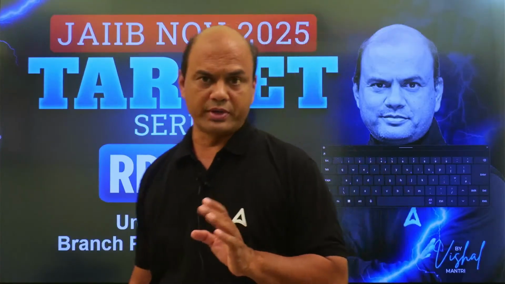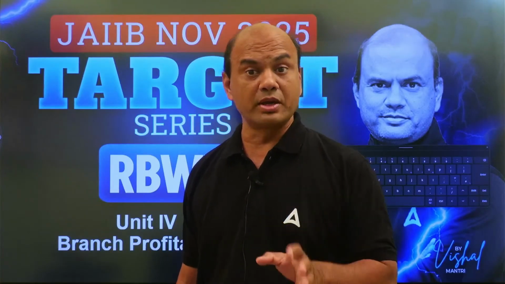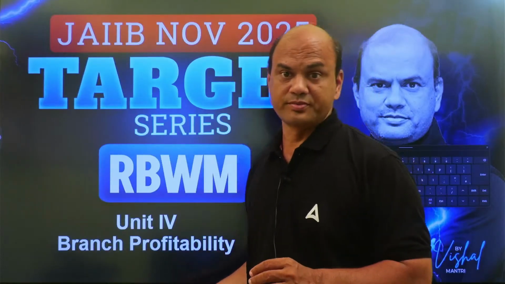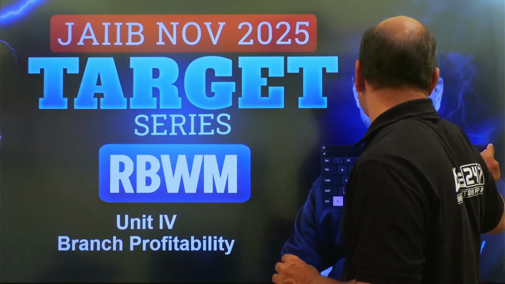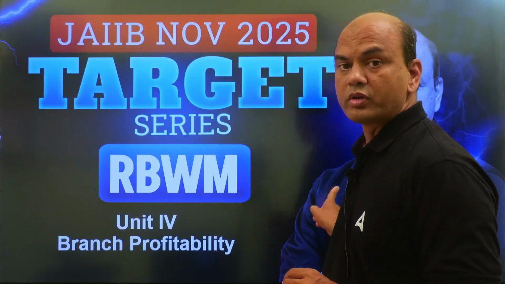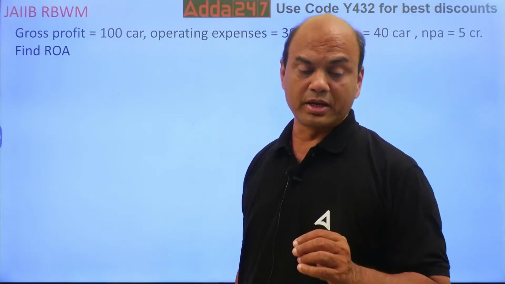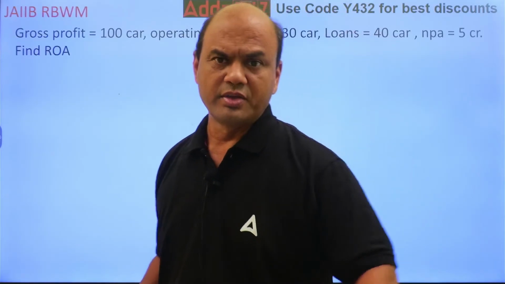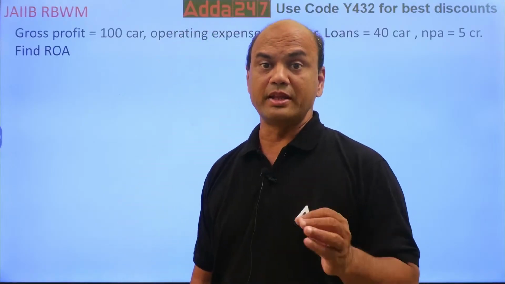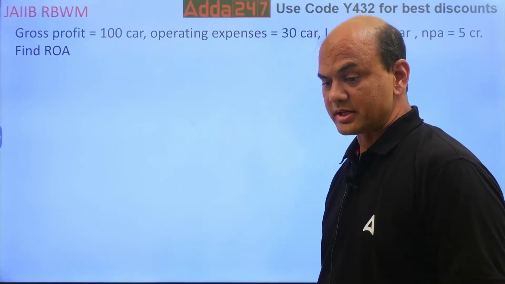Kindly note one important point. There are only 3 to 4 chapters in your RBWM which have numericals, and this one is amongst those. So don't miss even a single lecture in this series, and follow the complete lectures. Today, I will be covering one important numerical for branch profitability, plus some other questions related to RBWM. But the main one is this numerical. So, let's start.